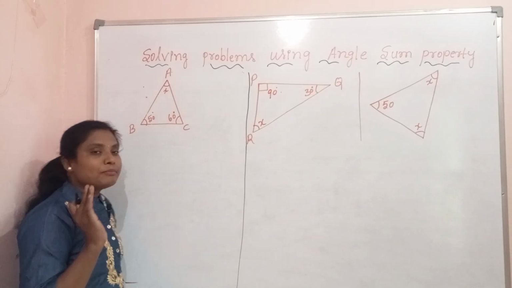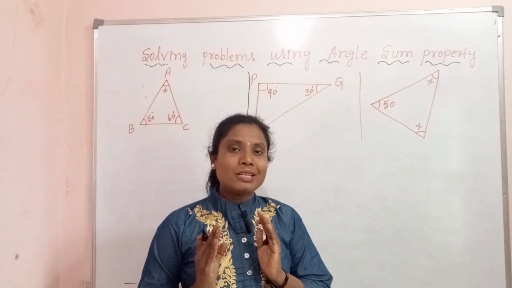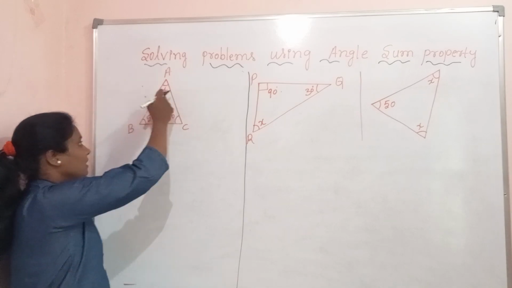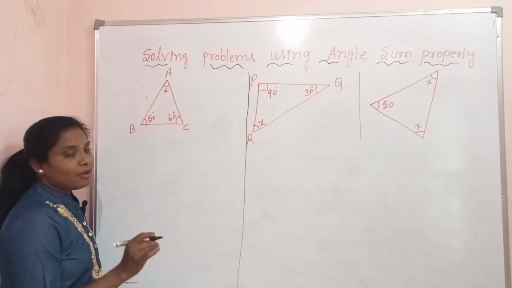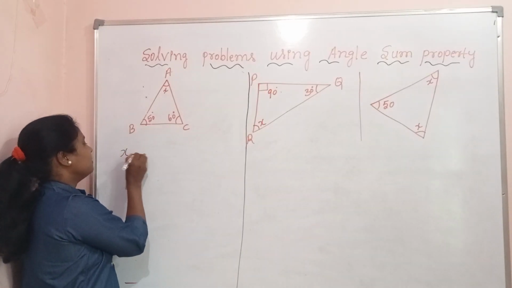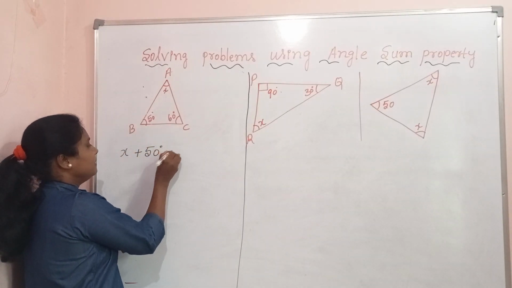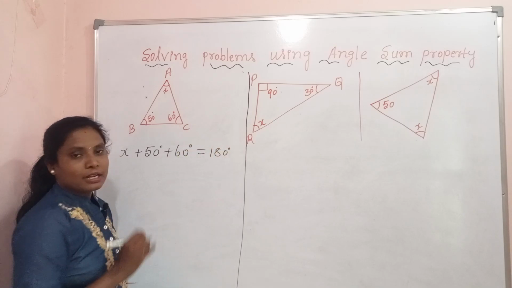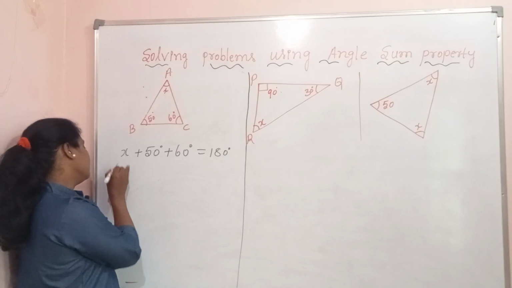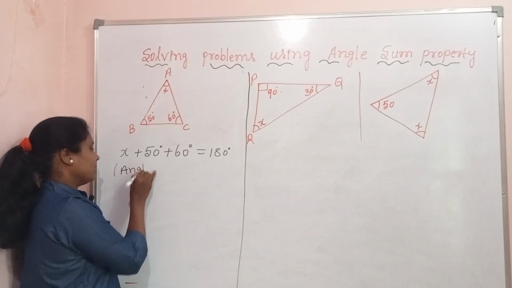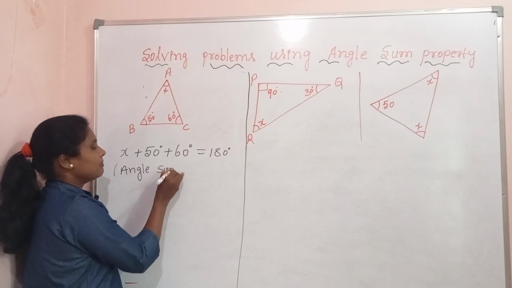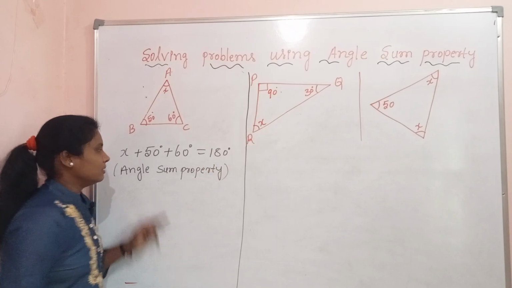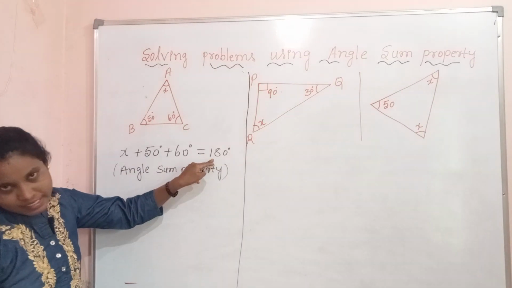The angle sum property states that the total measure of the three angles is 180 degrees. So the three angle measurements will add up to 180 degrees. We will write x plus 50 plus 60 equals 180 degrees. Why are we going to write this? Because the angle sum property of a triangle states that the sum of the three angles measures 180 degrees.